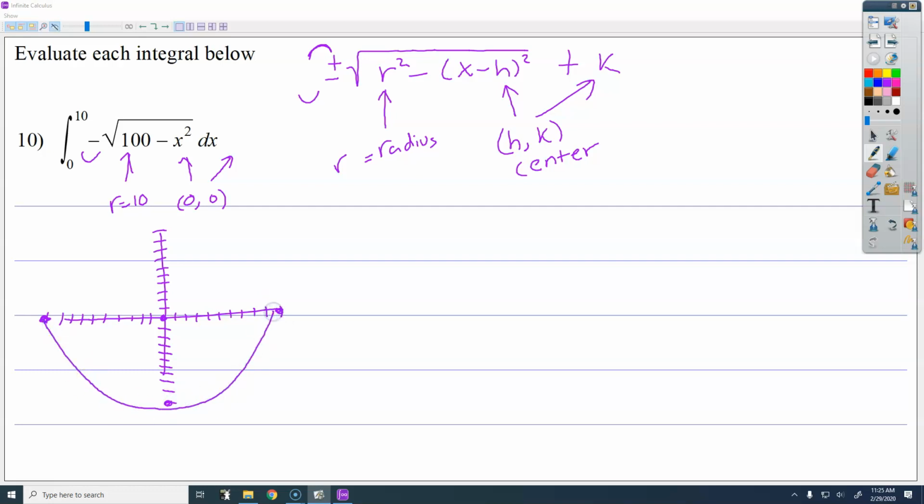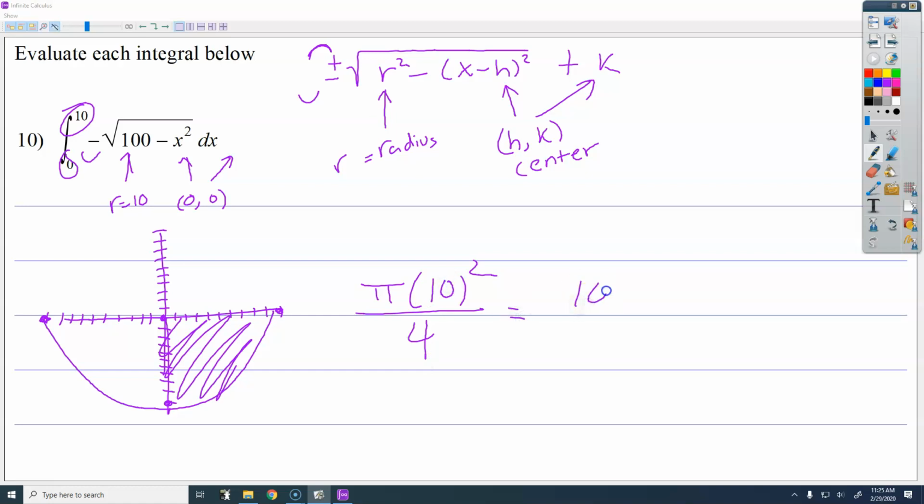So there's our picture. Now if I wanted to find the area from 0 to 10, pay attention to your limits. We're only looking at this much of the circle, so it's a quarter circle. Now the area of a quarter circle is pi r squared over 4. The r in this case is 10. So we would have 100 pi over 4, which reduces to 25 pi. However, keep in mind this is under the curve, so our answer is negative 25 pi.